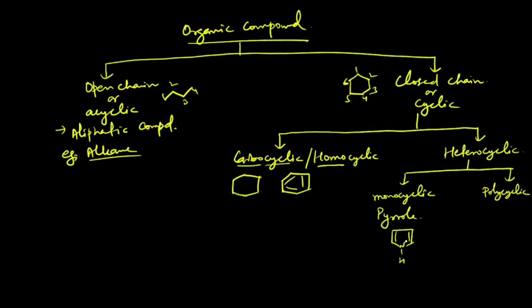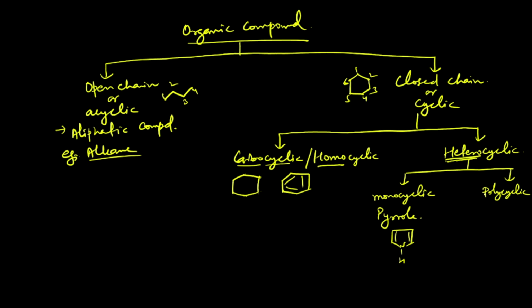So minimum one atom, if minimum one atom is present which is other than carbon, then that cycle we call a heterocycle. Hetero means other, different. So hetero means other than carbon. So this is called heterocyclic. If suppose this is also a carbon, then it will come under carbocyclic or homocyclic.